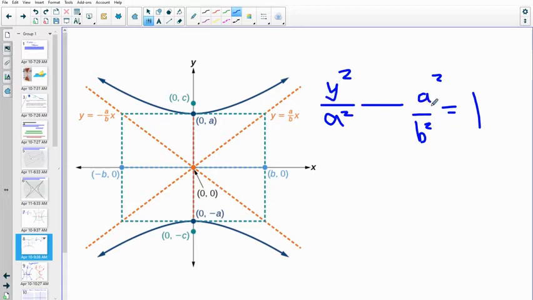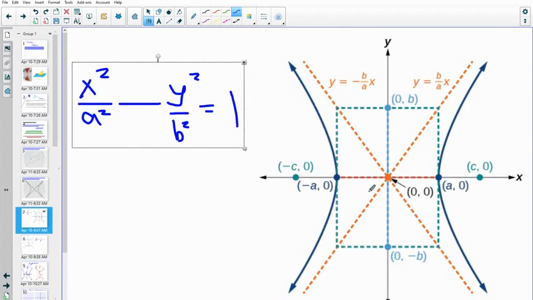If I have an equation in this form, where the y value comes first, that's what's going to make this thing open up and down instead of left and right. And if we think about plugging values into this equation, it makes sense that the term that is positive ends up being the direction that we go to get to the vertex. If y is the first term, we're going to go up and down to get to the vertices. When x was the first term, we're going to the left and right to get to the vertices.